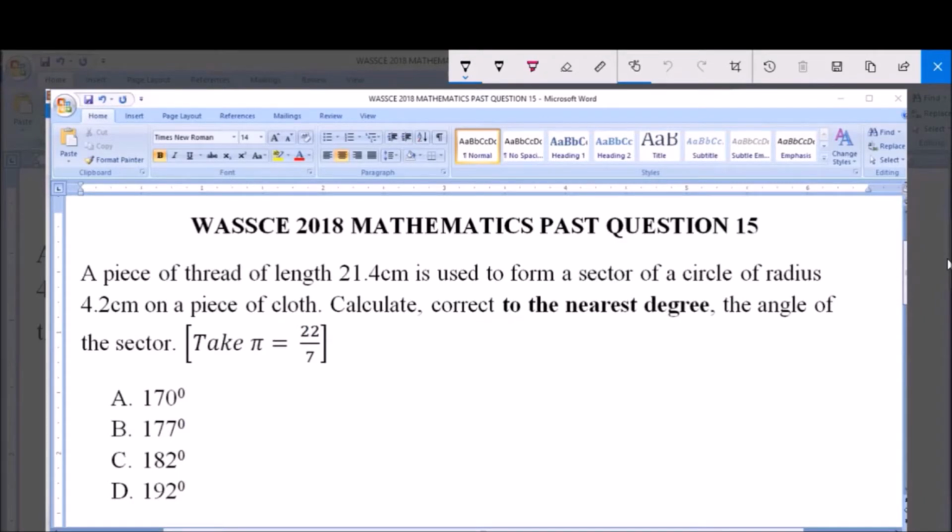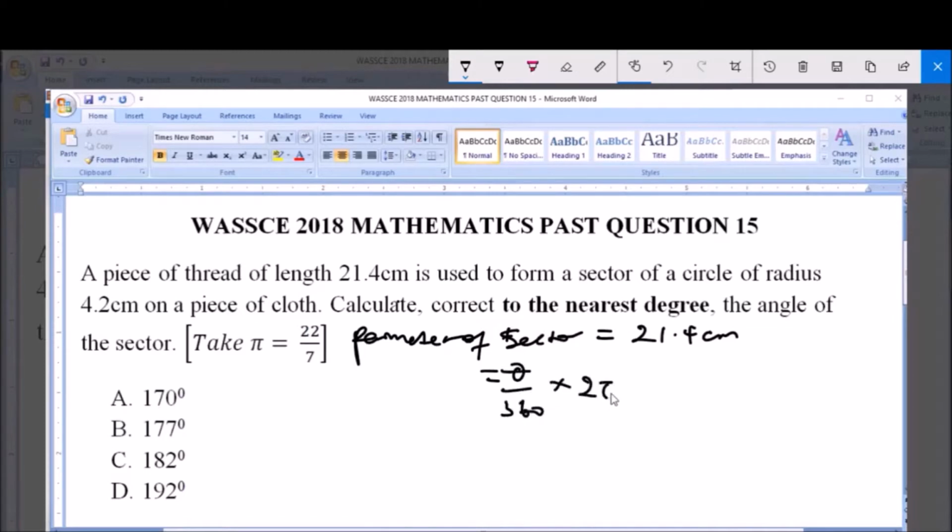So the question is asking us that our answer should be in the nearest degree. Now, since the length of the thread used to form this sector is 21.4 cm, we can therefore say the perimeter of this sector is equal to 21.4 centimeter. And we know that the formula for finding the perimeter of a sector is given as theta all over 360 multiplied by 2 pi r plus 2r.